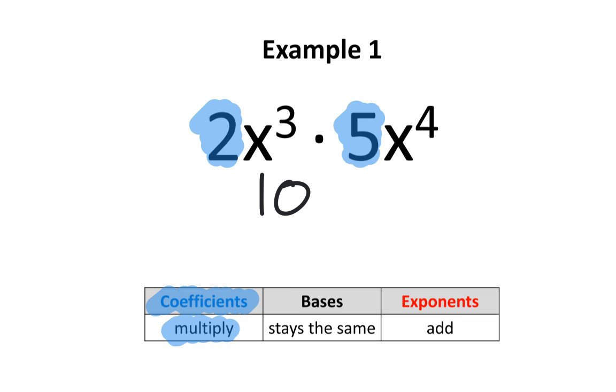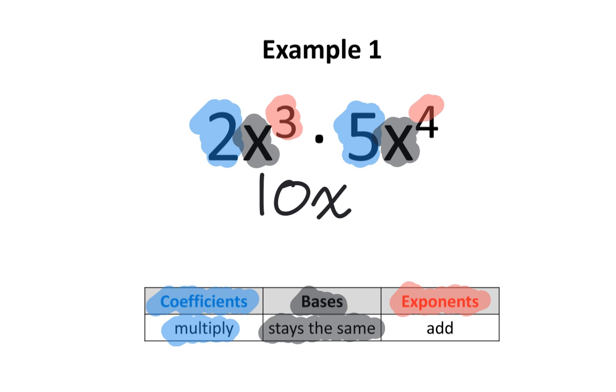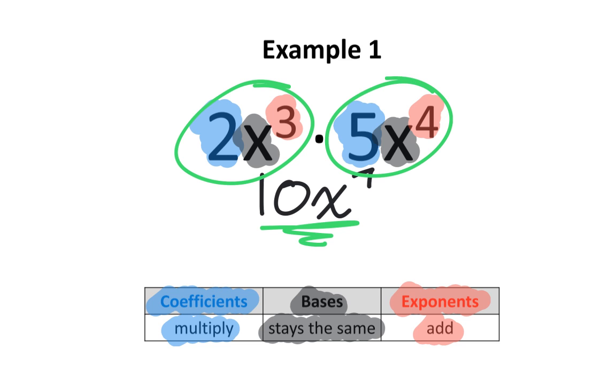The next part of the product rule is to look at the bases. The base here would be the variable of x, and the base here would be, again, the variable of x. The bases stay the same. So that variable of x is going to stay x. The last part of the product rule is to look at the exponents of the terms. The exponent here would be 3, while the exponent here would be 4. You actually want to add these exponents, which means 3 plus 4 is 7. Therefore, when you multiply 2x to the power of 3 by 5x to the power of 4, your answer is 10x to the power of 7.